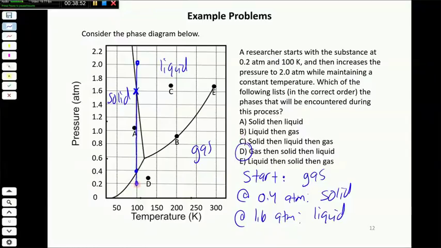We start out as a gas, we go into a solid once we go to 0.4 atmospheres, and then the solid gets converted to liquid up there. So all 3 phases, but in that particular order: gas, solid, then liquid. So, questions on how I analyzed that one? Okay.